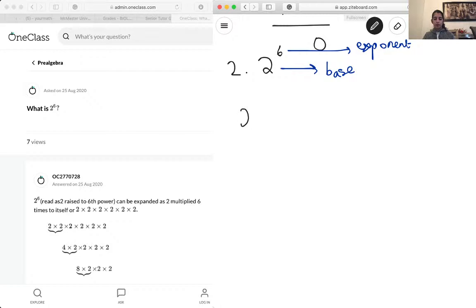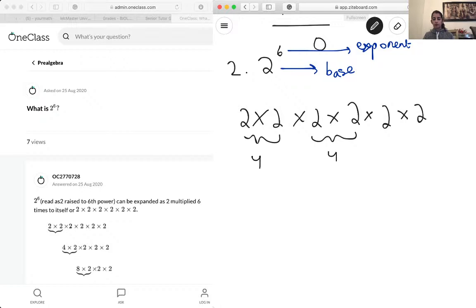So in this case we have 2 being multiplied by itself 6 times. It's 2 times 2, that's 2 times, 3 times, 4 times, 5 times, and finally 6 times. What you can do is continue multiplying, so 2 times 2 is 4, 4 times 2 is 8, 8 times 2 is 16, and so on, or you can group them together. So this is going to give you a 4, because 2 times 2 is 4. This is going to give you a 4, and lastly this is going to give you a 4.